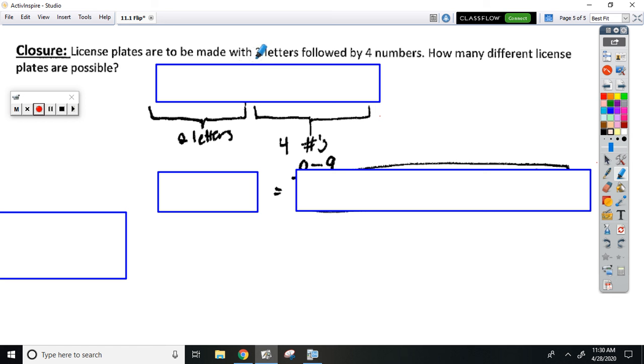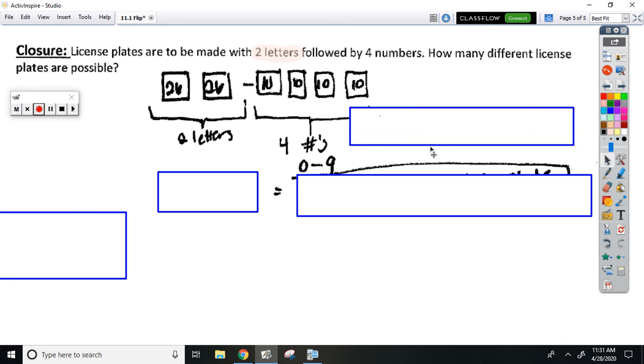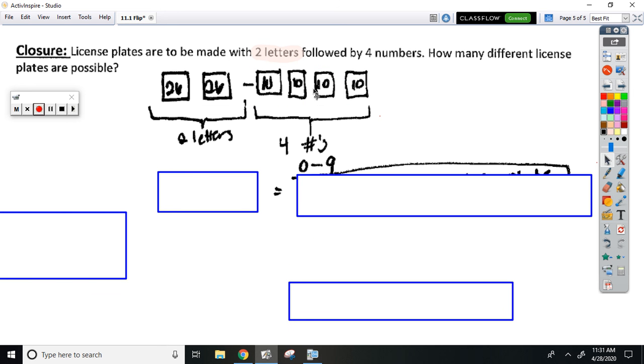So the first thing I did was thought about 2 letters and 4 numbers. How many choices of a letter do we have? So how many letters are there in the alphabet? 26, good. So for my 2 letters, each of those I would have 26 choices for each letter, because it doesn't say we're not allowed to repeat. So we would continue to use 26 for both of those. And then it says 4 numbers, and normally I'll tell you that the numbers are anything 0 through 9, which again would be 10 choices. So we have 10 times 10 times 10 times 10.